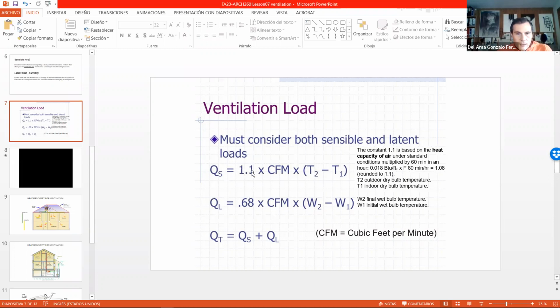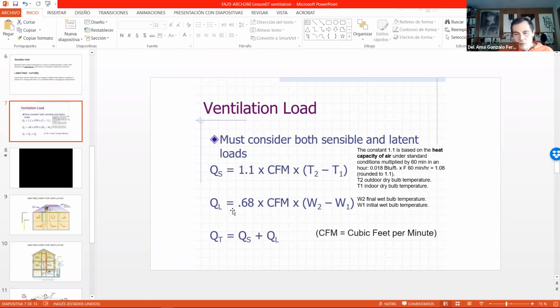Anyway, this 1.1 is the heat capacity in units that go well with Fahrenheit and CFM, cubic feet per minute. So that's the meaning of 1.1. We're not going to explain this because it would take hours, and we just have to remember this 1.1 if we're working with CFM. If we're working with other units, that won't be 1.1.